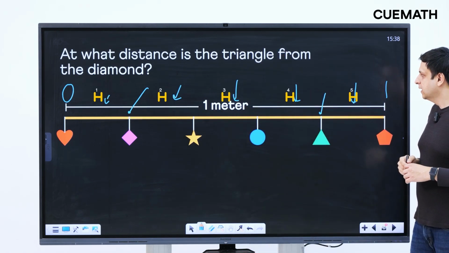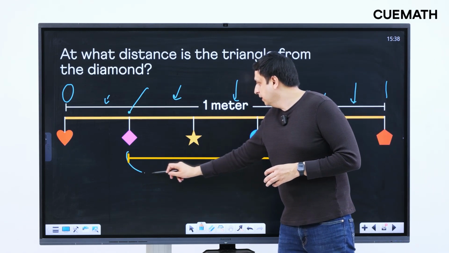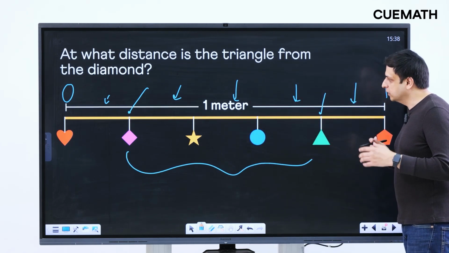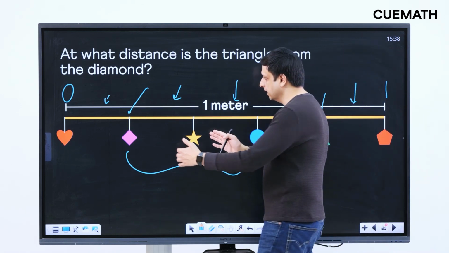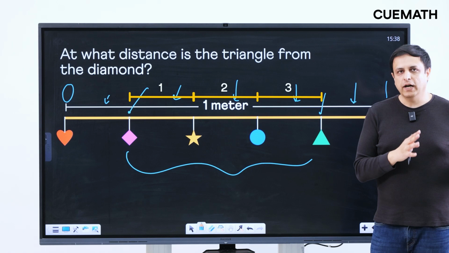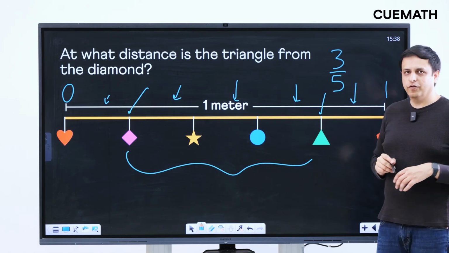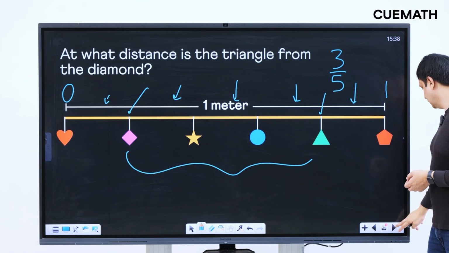5 equal parts. And therefore, what do you think will be the distance between the diamond and the triangle? So the distance between the diamond and the triangle is 1, 2, 3. 3 of the 5 equal parts, and therefore as a fraction you can write this as 3 over 5. So 3 over 5 meters. So that's the answer in this case.